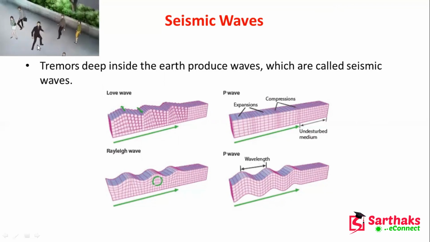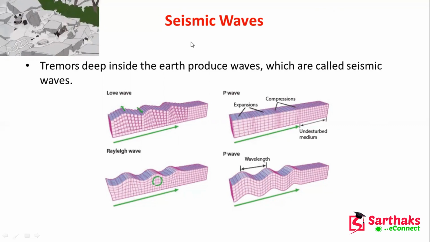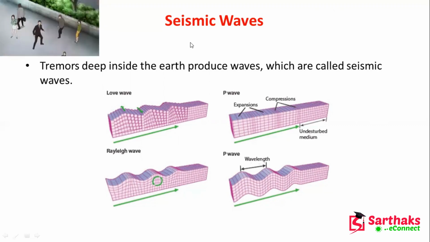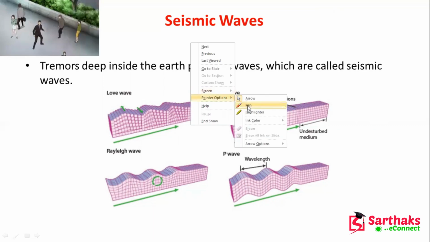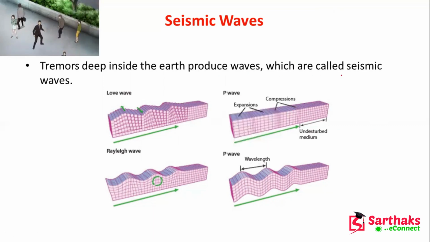Now the seismic waves. Tremors deep inside the earth produce waves. The waves produced by tremors inside the earth are called seismic waves. Now the first one is the Love wave, and this is the Rayleigh wave, and here this is the P wave, and this one is also a P wave. Now the wavelength: this much is the wavelength.